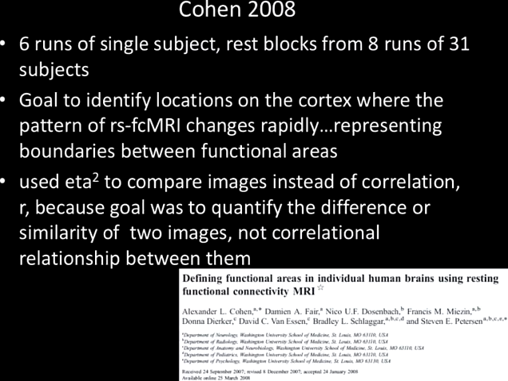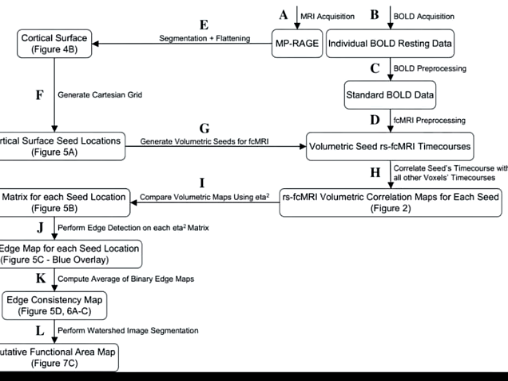But the goal in this first study was to identify locations on the cortex where the patterns of resting state functional connectivity changed rapidly, representing putative boundaries between functional areas. I won't get too much into the methods here, but in this particular case, they used a measure of eta squared to compare images instead of a pure Pearson correlation, because the goal was to quantify the difference or similarity of two consecutive images and not necessarily the correlational relationship between them. This is just from the paper, the outline of their general approach.